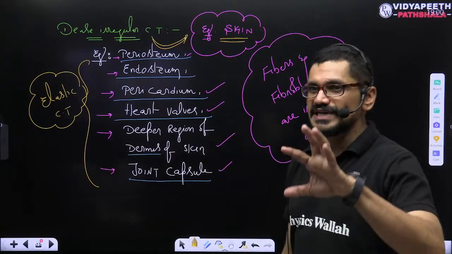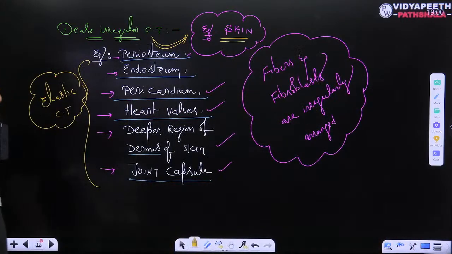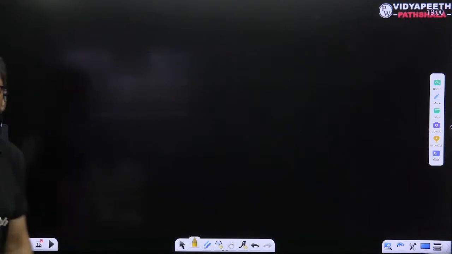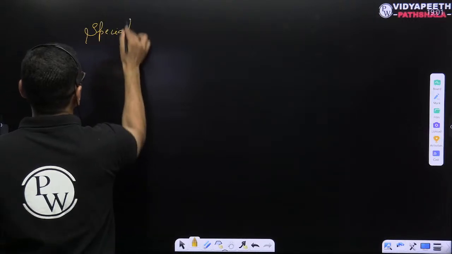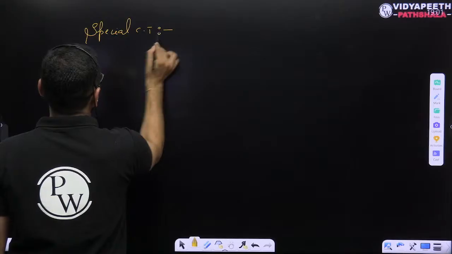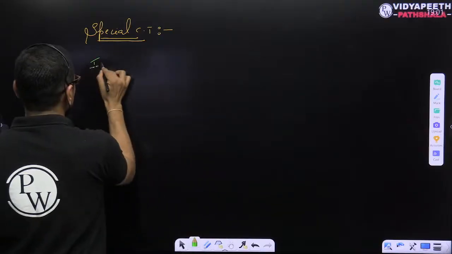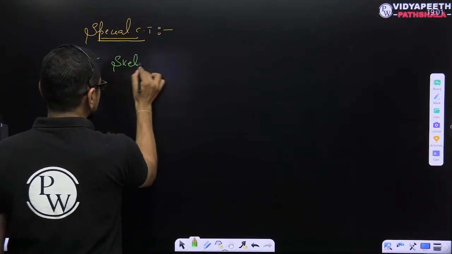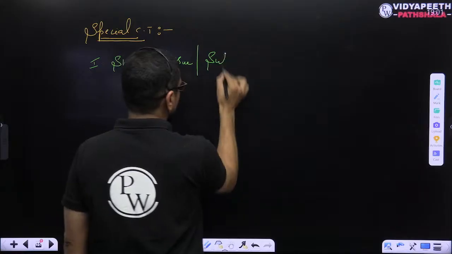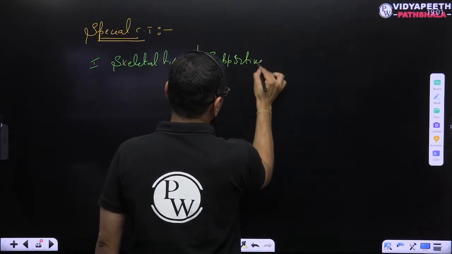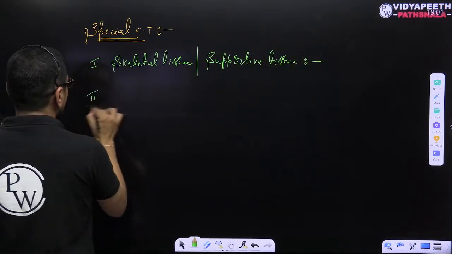Okay. Now what is the other tissue which remained? What is the last tissue we have to explain? Special connective tissue. Please listen carefully. The special connective tissue contains number 1, skeletal tissue. Skeletal tissue is also called supportive tissue.